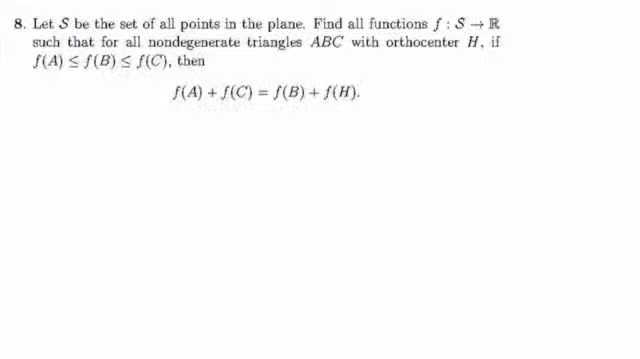PMO National Level 2023, last problem of day 2, 8th problem. So it says, let S be the set of all points in the plane, find all functions f from S to real numbers, such that for all non-degenerate triangles ABC with orthocenter H, if f of A less than or equal f of B less than or equal f of C, then f of A plus f of C equal f of B plus f of H. So, for solving this problem, two things are useful.